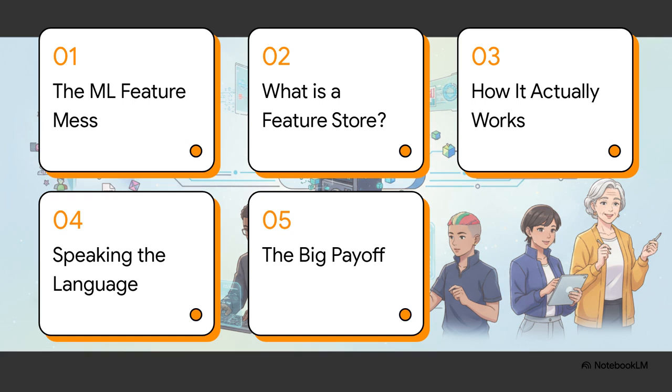All right, so here's how we're going to do this. First, we'll dig into the messy problem that pretty much every ML team runs into. Then, we'll get crystal clear on what a feature store actually is and take a look under the hood to see how it all works. After that, we'll cover the key lingo so you can speak the language, and we'll wrap it all up with the big payoff, why this whole thing could be a total game changer for you.